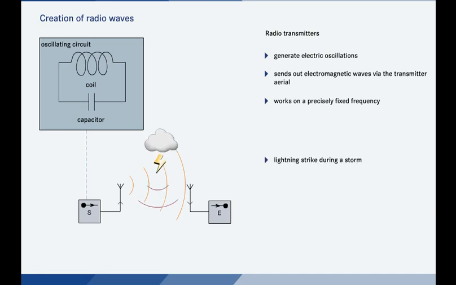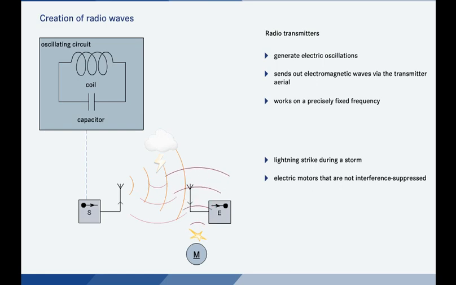By contrast to these controlled emissions, electromagnetic waves can also be generated spontaneously, by lightning in a storm, for example, or through sparks in electric motors that are not interference suppressed. These kinds of uncontrolled radio waves have an extremely wide range of frequencies and can therefore lead to interference in radio communication.